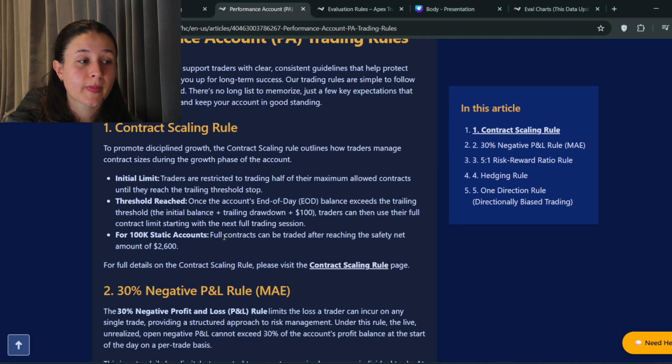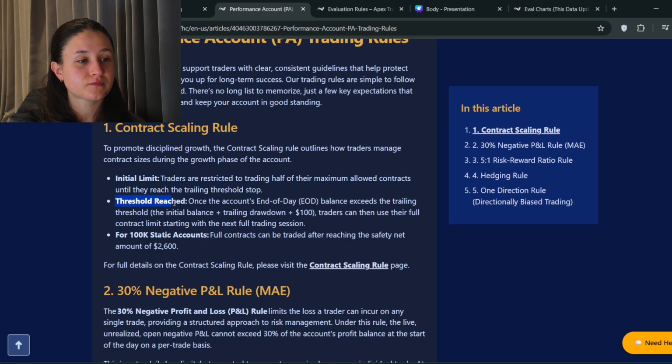Contract scaling rule. Traders are restricted to trading half of their maximum allowed contracts until they reach the trailing threshold stop. So I got a 50k account and I'm allowed to trade 10 contracts with the PA. Now, the rule says do not trade more than 5 for your 50k, so do not be super risky, because then you wouldn't be that risky if you had your real money. That's the point. So don't be that risky for this.